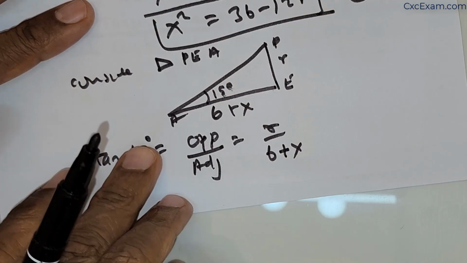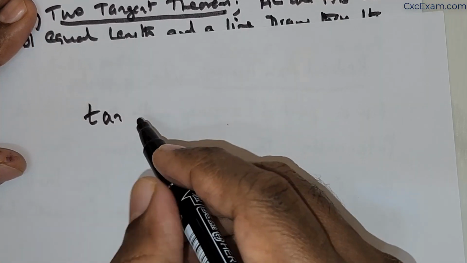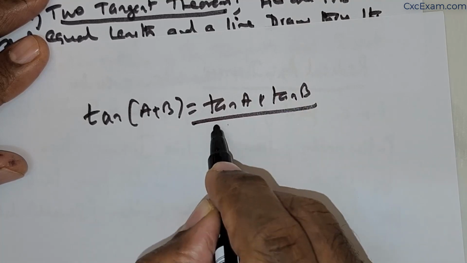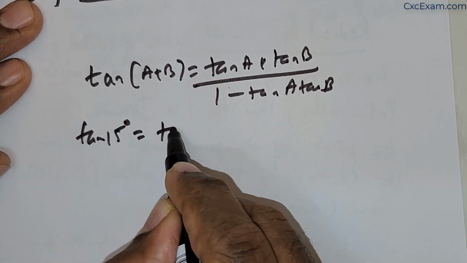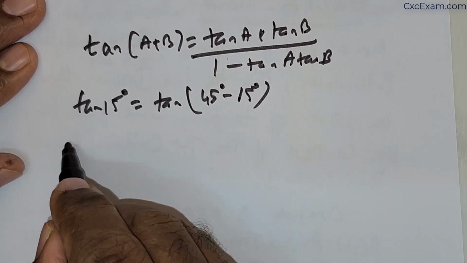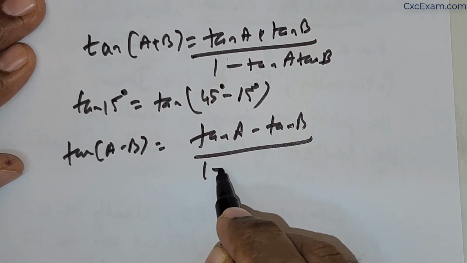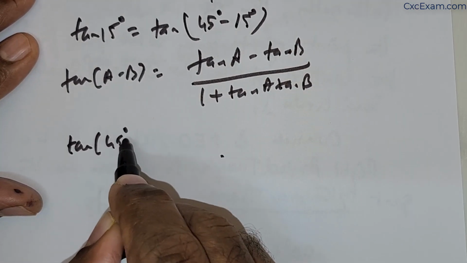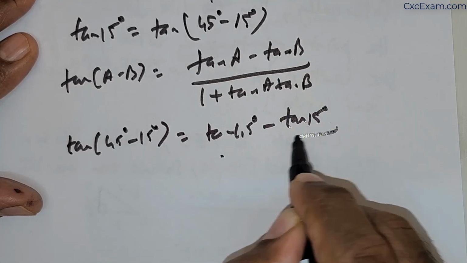This is the formula. Now we need to get tan 15. So how are we going to do that? Now I'm going to use this formula. Tan of A plus B is tan A plus tan B divided by 1 minus tan A times tan B. So I can rewrite tan 15 as tan of 45 degrees minus 15 degrees. So in this case we will have to use tan of A minus B, which is tan A minus tan B divided by 1 plus tan A times tan B.